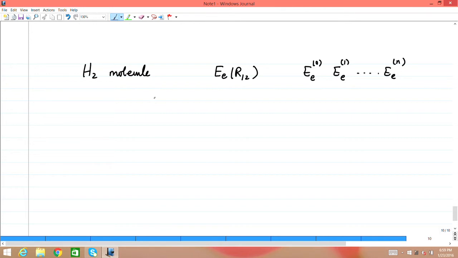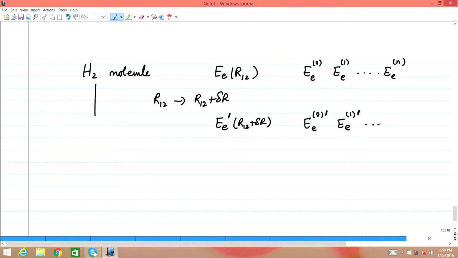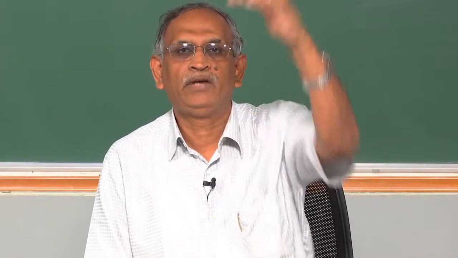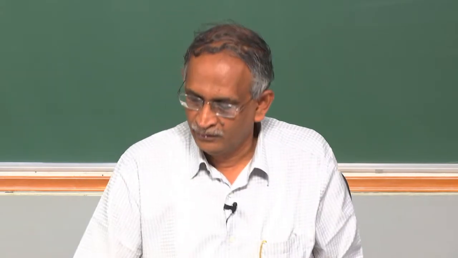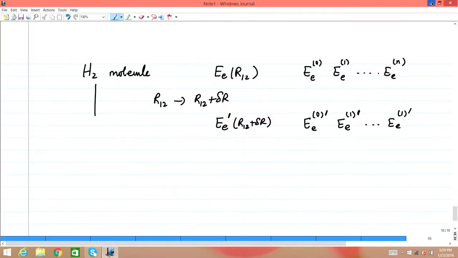And then of course change R12 to the next value, R12 plus a delta R. Solve this again, you will get E prime at R12 plus delta R. Again a whole set of energies E0, E prime, some other value E1 and so on. Therefore, for the hydrogen molecule you actually get a whole series of energies for each and every value of the internuclear distance, and that is shown in this animation.